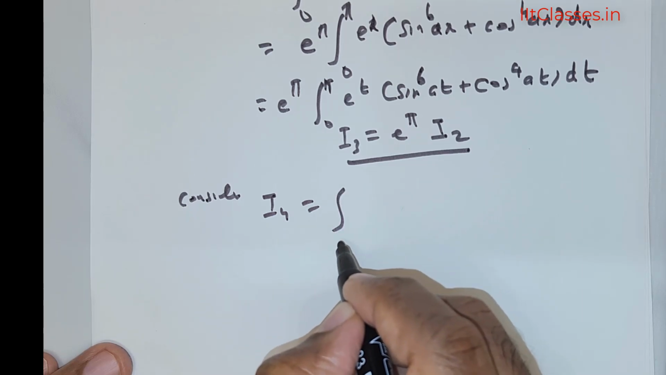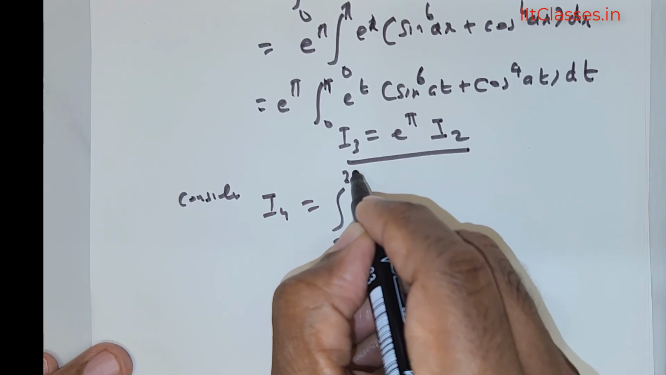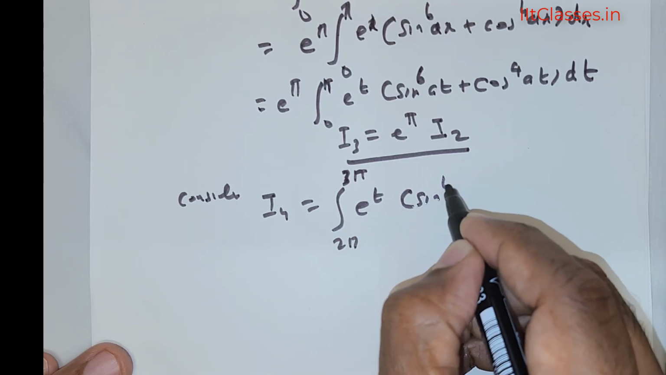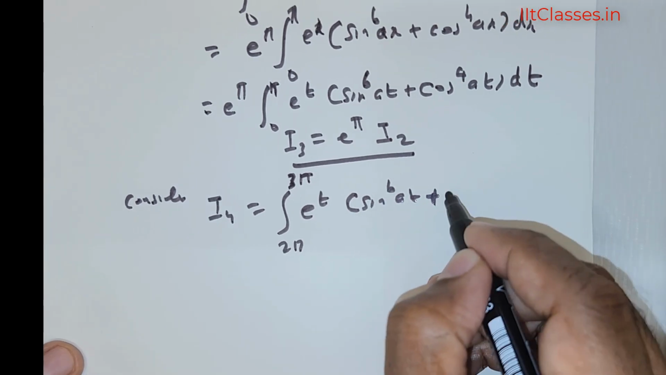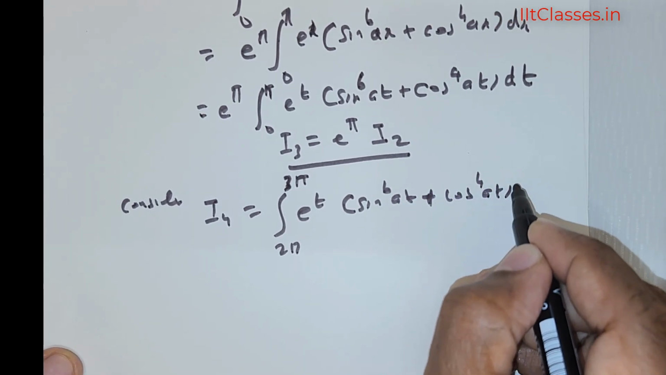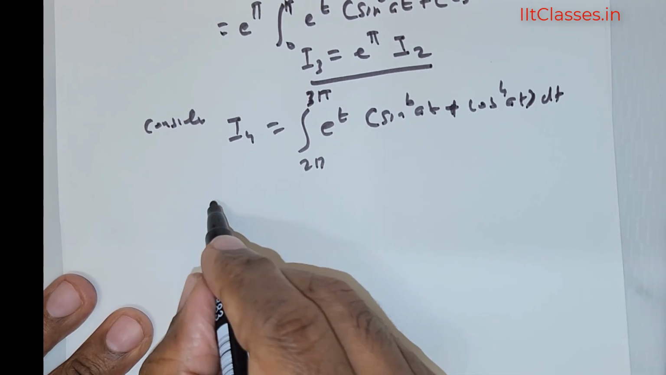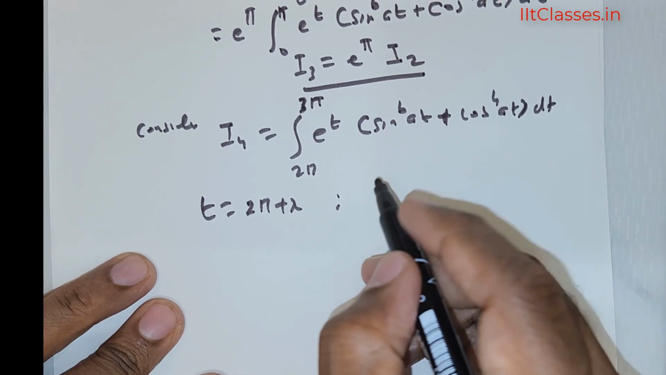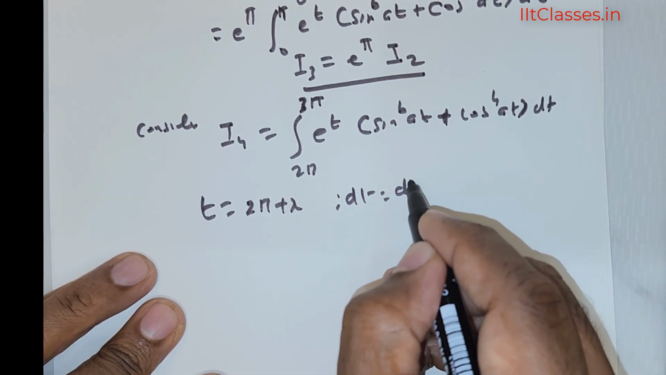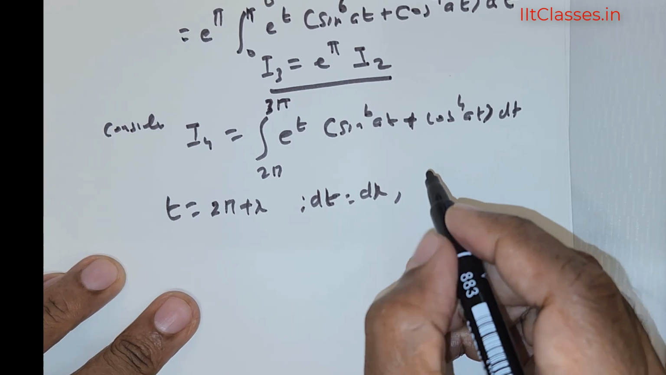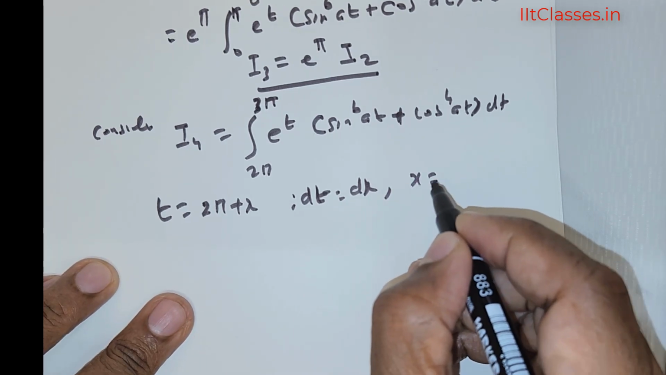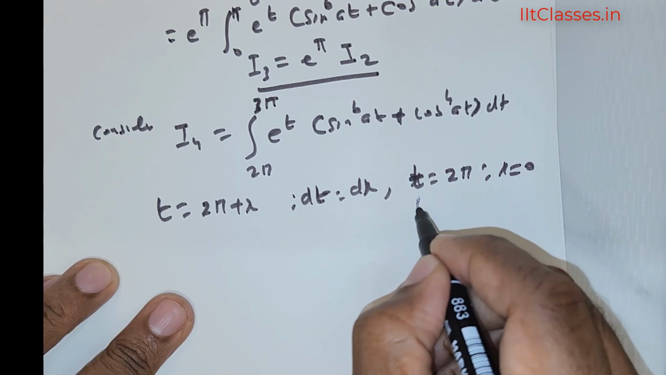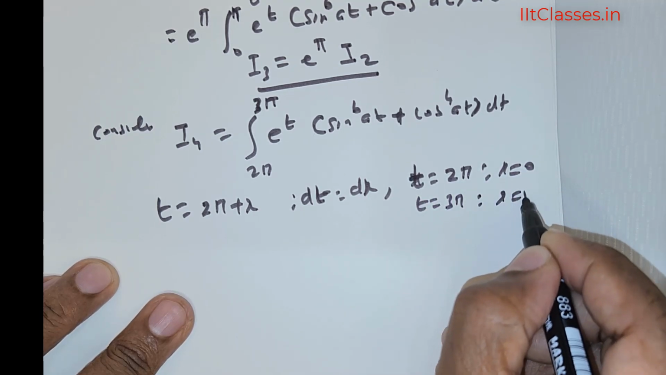I₄ is equal to, this is 2π to 3π, e raised to the power of t times sin⁶t plus cos⁴t times dt. Now let me take t to be equal to 2π plus x. So my dt is going to be my dx, and when t is equal to 2π, I get x is equal to 0. When t is equal to 3π, I get x is equal to π.